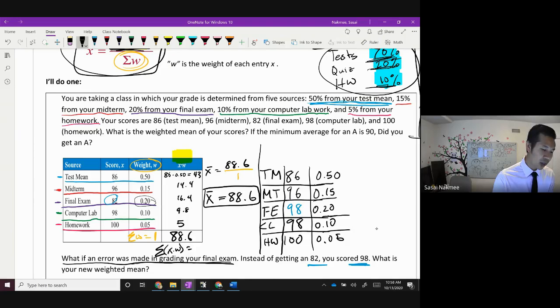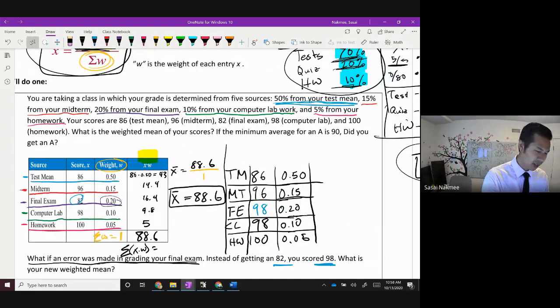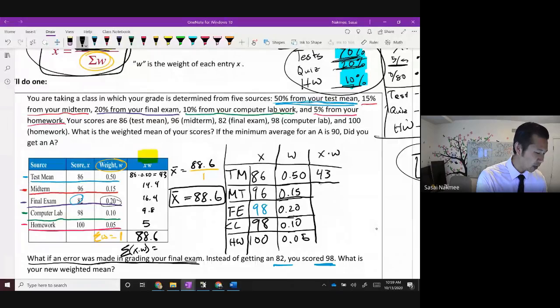So if I change that one value, do I still change the way to do this problem? My answer, of course, is going to be no. You still take these guys and you multiply them across, right? So this didn't change. The 86 times 50% is still going to be 43, right? By the way, this is my score. This is my weight. And this right here is my score times my weight. So that's going to be in this chart right here. And let's go ahead and do that real quick.